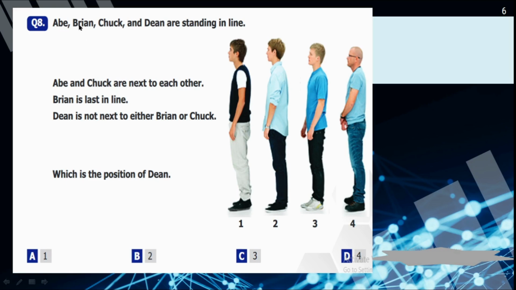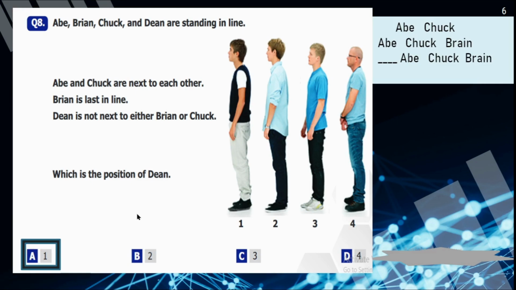Question number 8. Abby, Brain, Chuck, and Dean are standing in line. Abby and Chuck are next to each other. So this is our first condition. Brain is last in line. So he is at the end. Dean is not next to either Brain or Chuck. So it means that Dean cannot come at the second or third place because Chuck is over there and he cannot stand next to Chuck or Brain. So we have only one option, that Dean is standing at the front. So option A is the correct option over here.